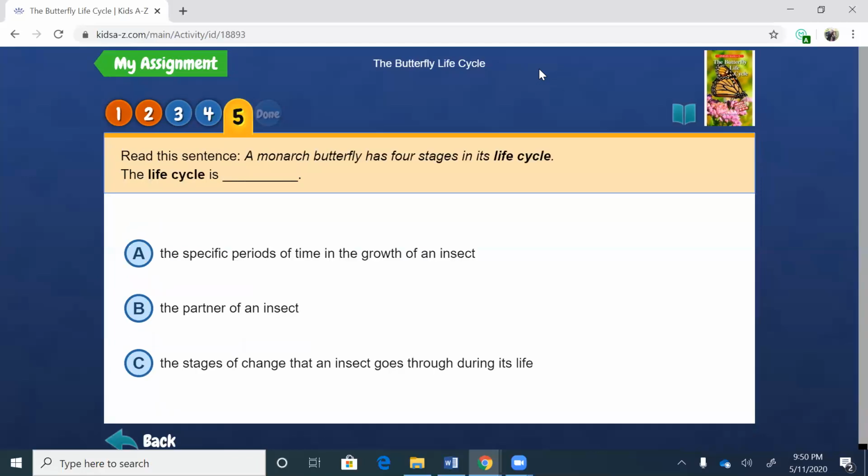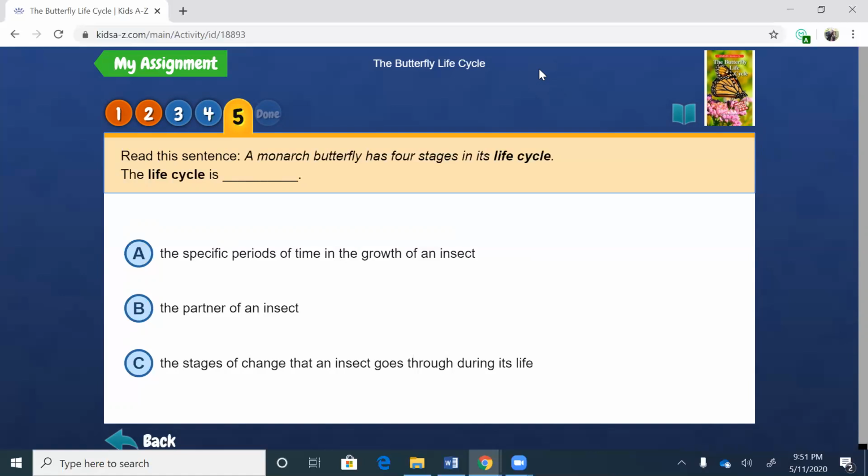Okay, one more. Read this sentence. A monarch butterfly has 4 stages in its life cycle. Now, life cycle is in bold print. Whenever something's in bold print, it's a vocabulary word. And they're going to ask us to give the definition. The life cycle is, so it's just asking us, what is a life cycle? So a life cycle is basically how, for the butterfly, the caterpillar grows and changes into a butterfly.